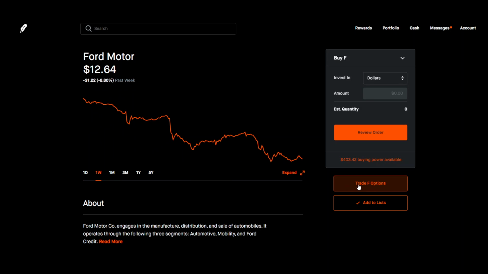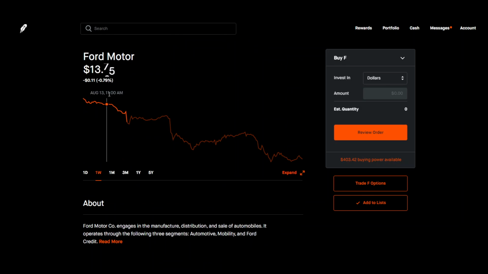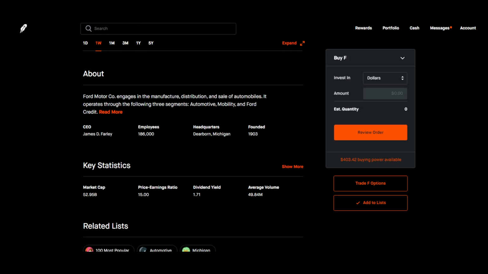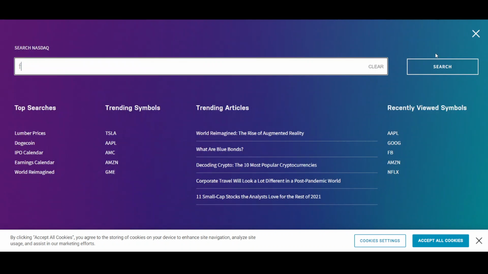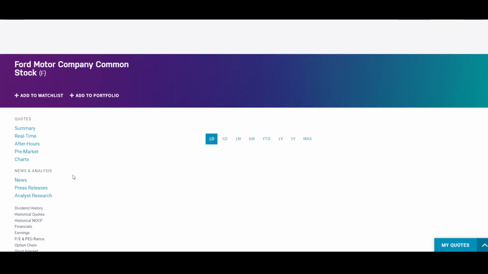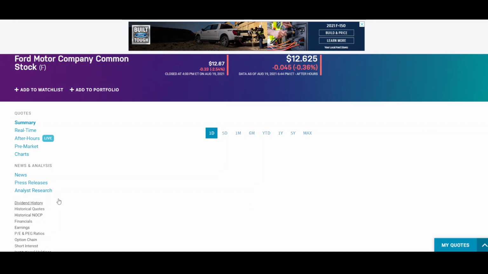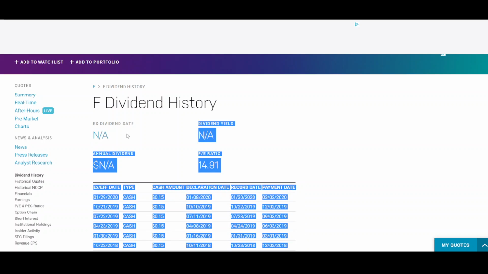So we'll come over here, we'll come to Ford Motor Options. But first thing, you want to check out the dividend yield, and you want to see when the dividend date will be. So dividend yield right there. Then let's go over to the NASDAQ. We're going to search ticker symbol F, which is what Ford is. You're going to come over here and click on dividend history right on this left side. And it says ex-dividend date is not available, so there is none.